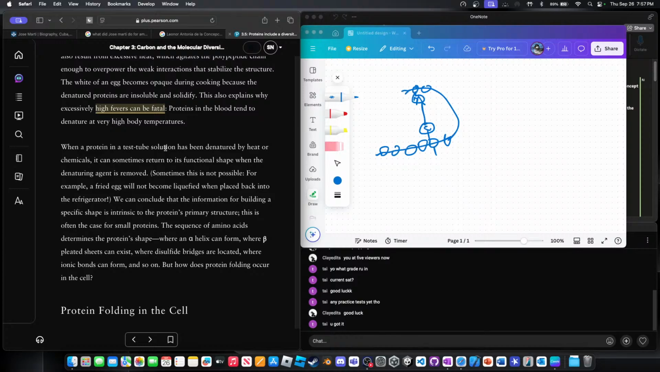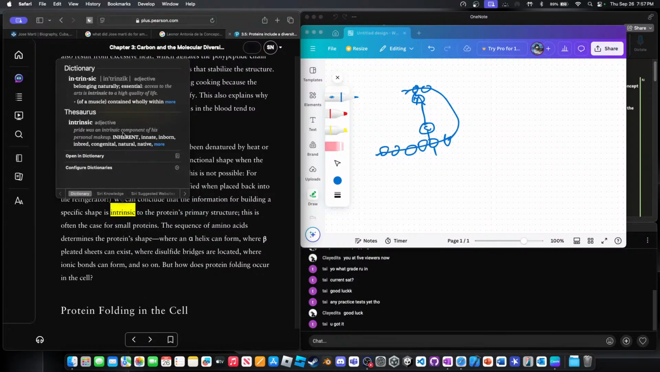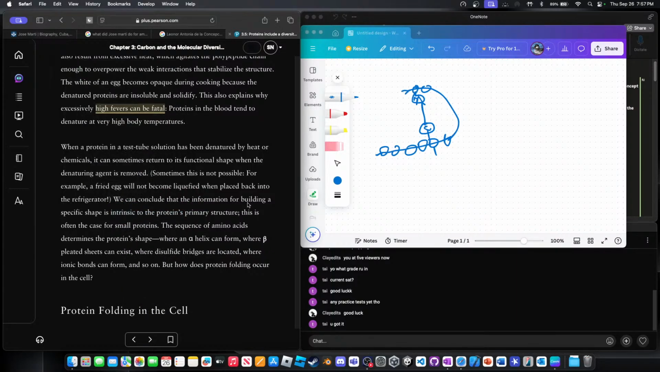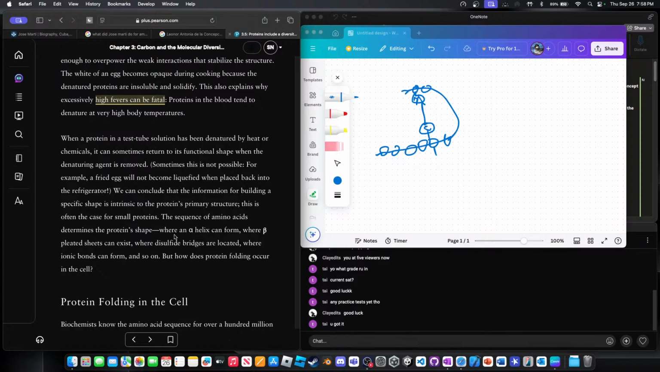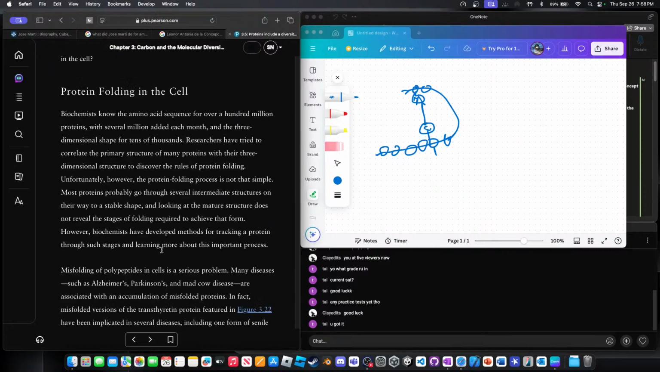We can conclude that the information for building a specific shape is intrinsic. New word, guys. I'm not familiar with this word. Belonging naturally, essential. Okay, so information for building a specific shape is essential to the protein's primary structure. This is often the case for small proteins. The sequence of amino acids determines the protein's shape, where an alpha helix can form, where beta-pleated sheets can exist, where disulfide bridges are located, where ionic bonds can form, and so on. But how does protein folding occur in the cell? Here's our hydrogen bonds, I'm pretty sure.